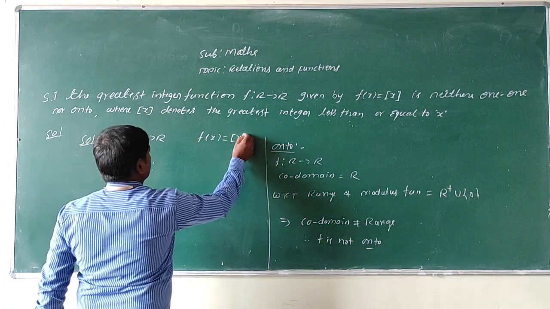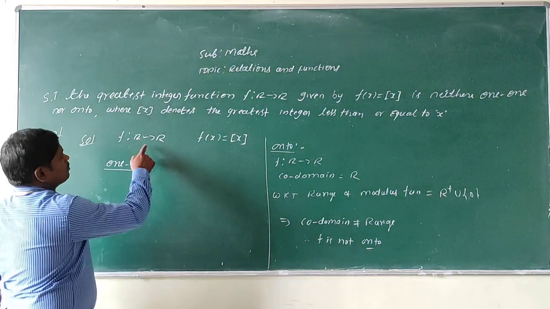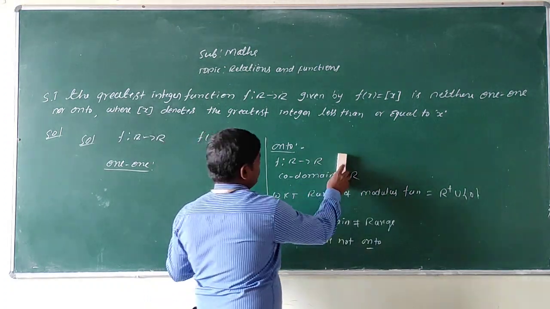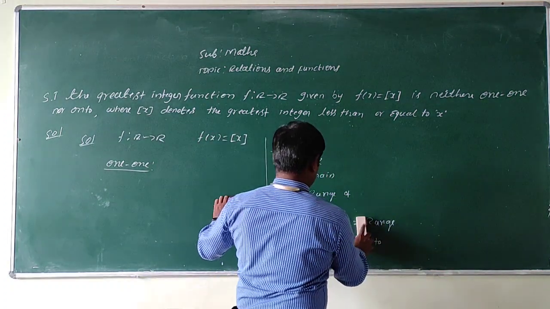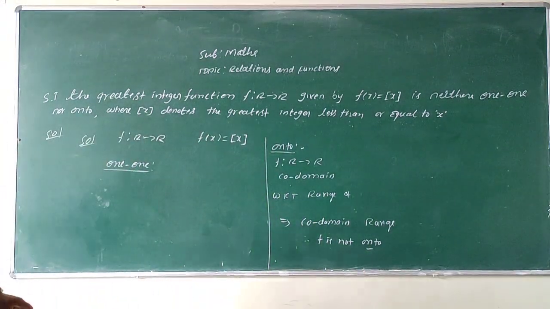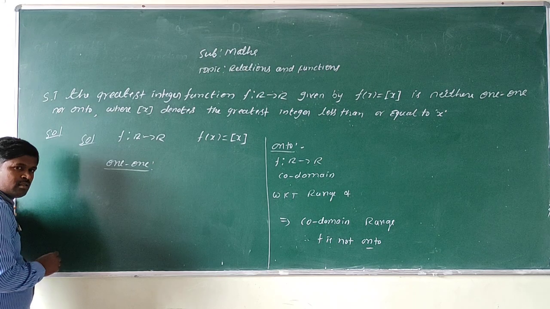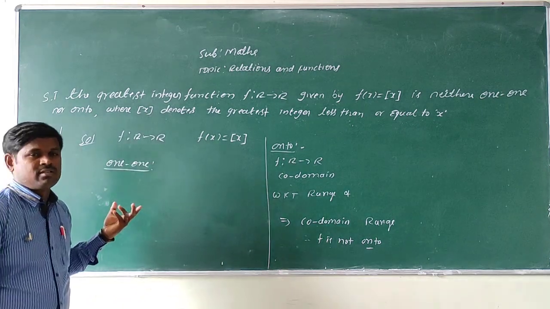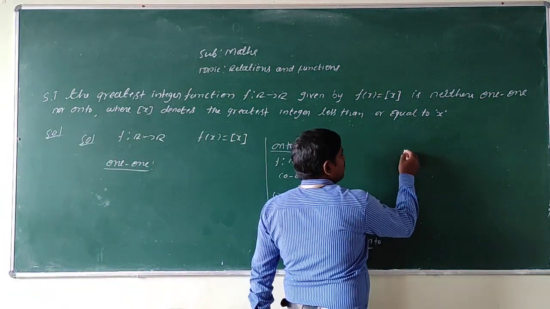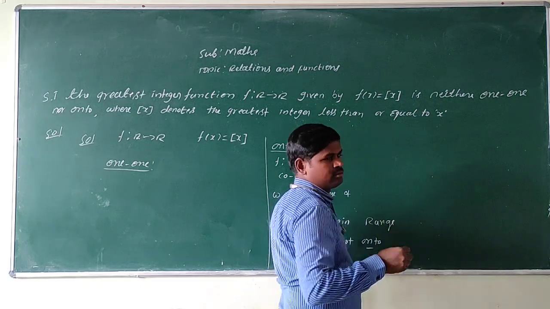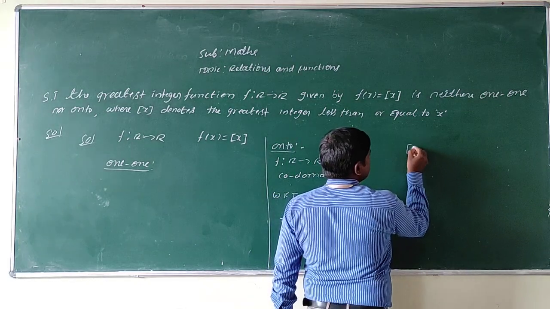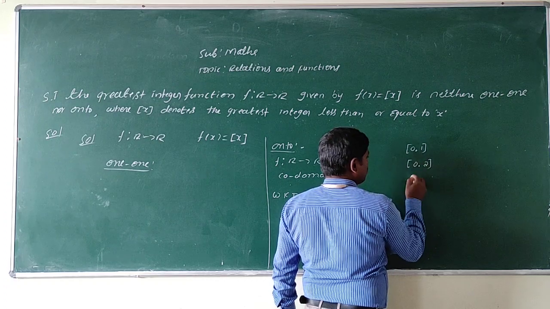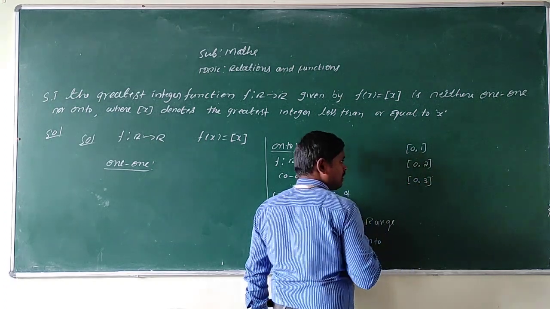f is a function from R to R, and f of x is equal to box of x. Let us see whether it is one-one or not. First, let me recall the greatest integer function. Suppose we put in any real number, that means box of 0.1, box of 0.2, box of 0.3, like this.